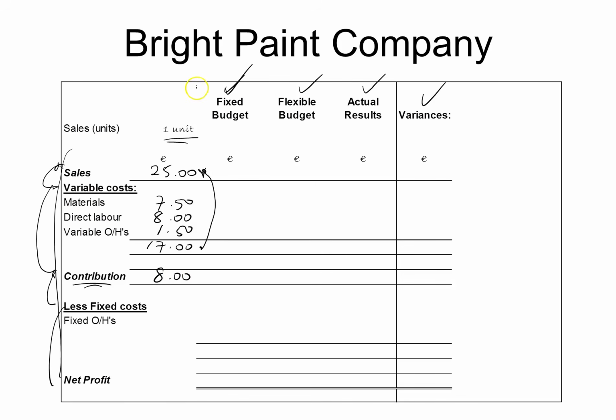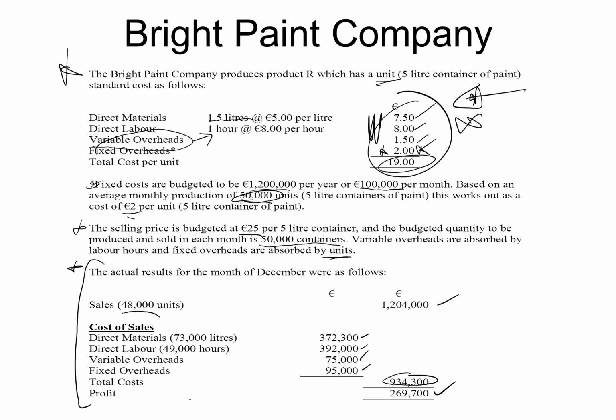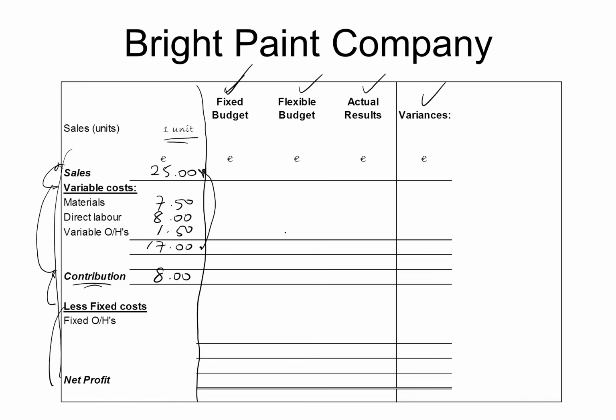Now remember, if you're working through this yourselves, you can pause, rewind, and play this video at any time. So continuing on with this, we note, if I just go back to the question again, that the plan was, here, just in the middle of this paragraph, to produce 50,000 containers. So look at my table here. My original fixed budget is going to be based on 50,000 containers.